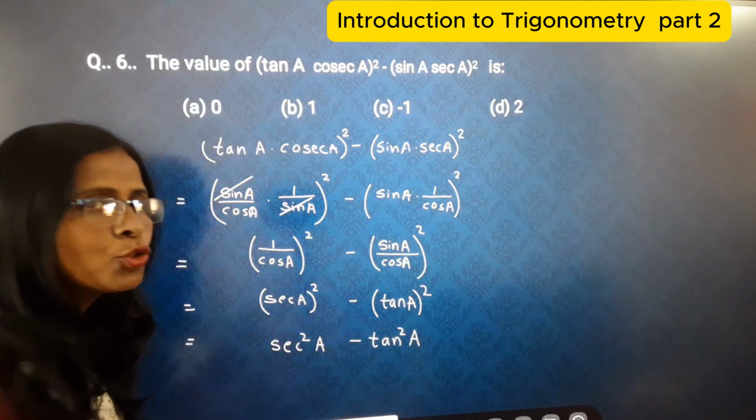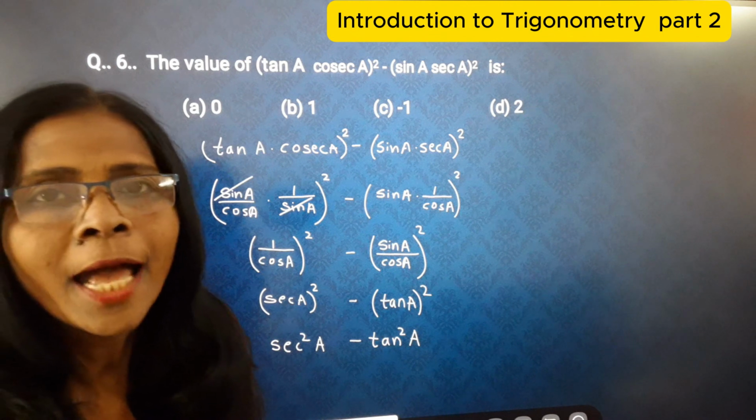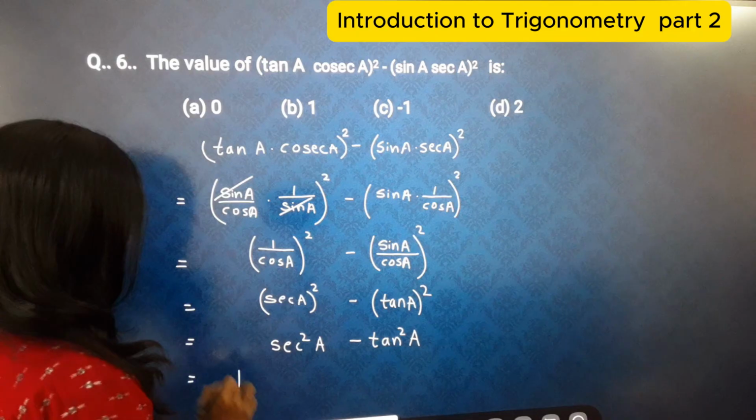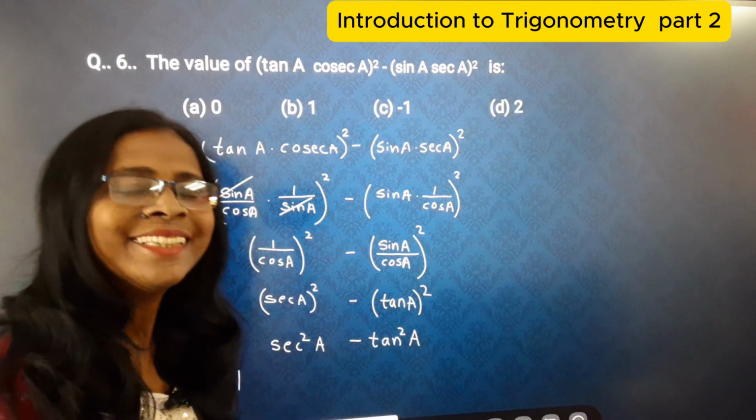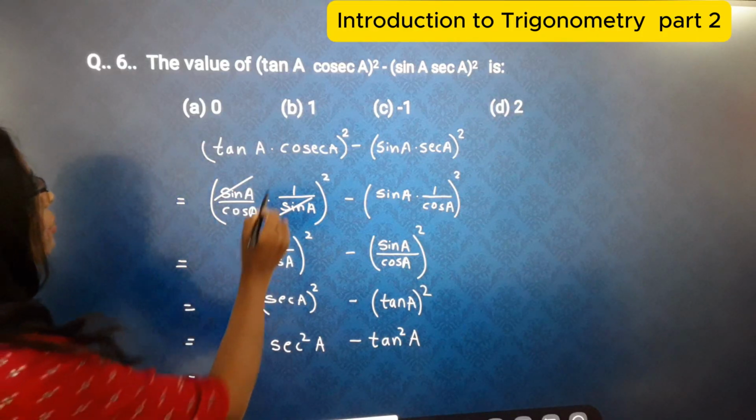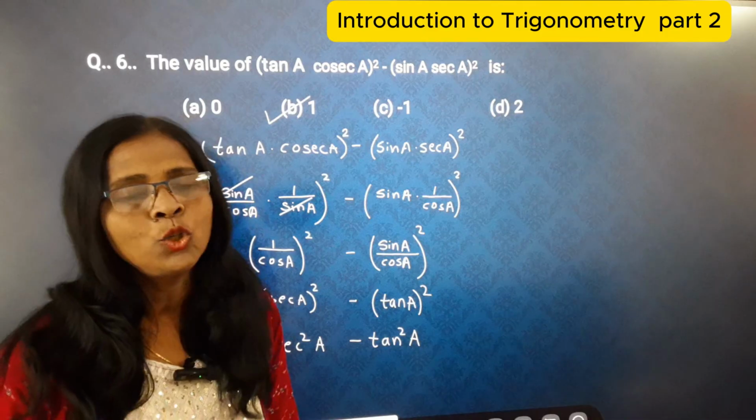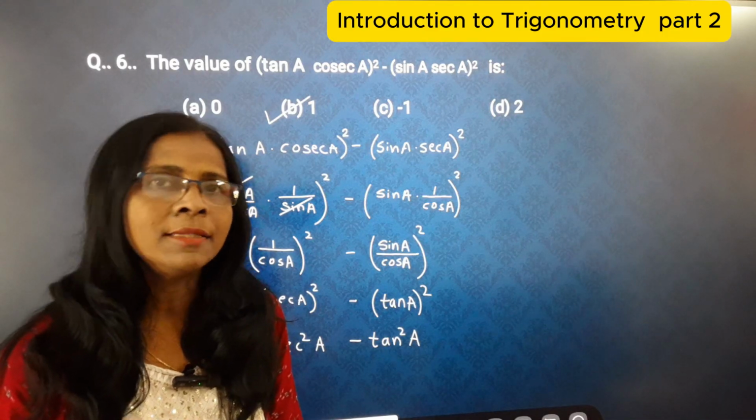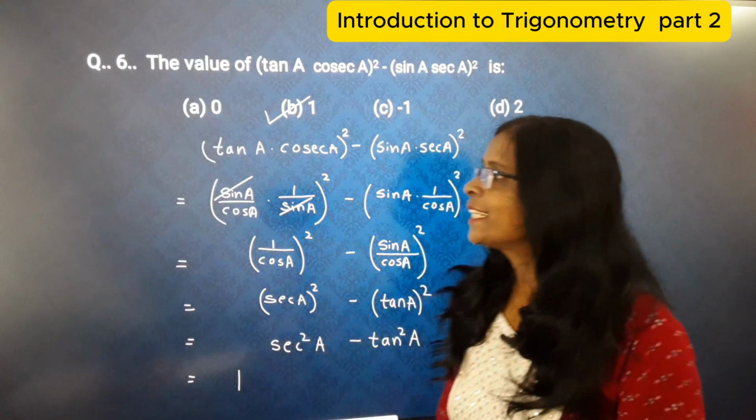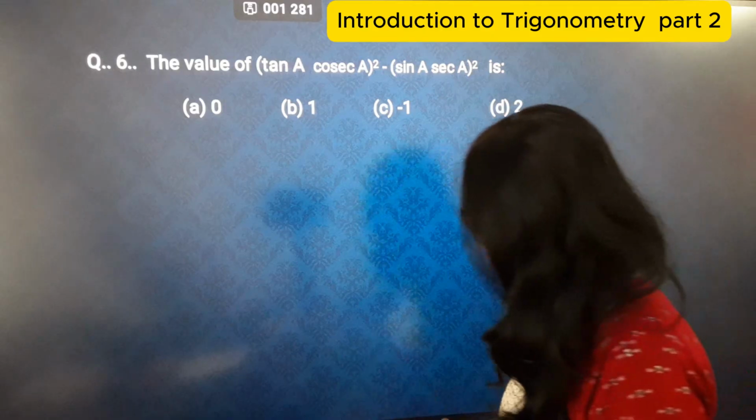So that means students the answer is 1, because it is the third trigonometric identity. So now the correct answer is 1, so option B is the correct answer. So now see the next example, students.